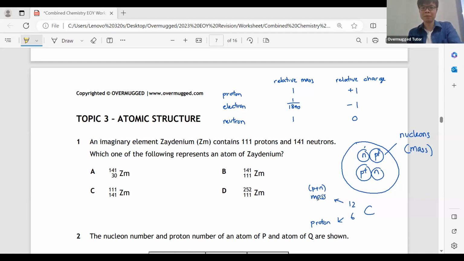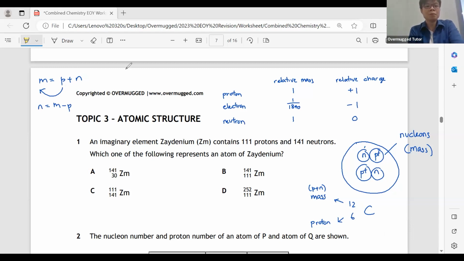Okay, then another thing to take note, how can you calculate the number of neutrons? Most of you will instinctively just take the large number minus the small number, right? Why is that the case? Because based on math algebra, if you want to calculate n, you will shift the p over. So n equals m minus p. So mass number minus number of protons. That's how you get number of neutrons.